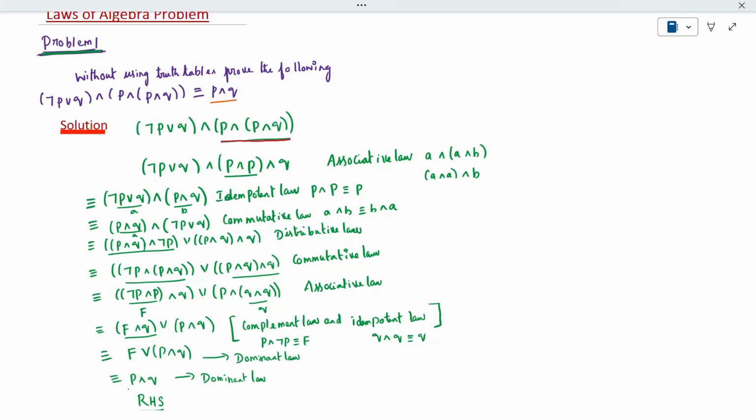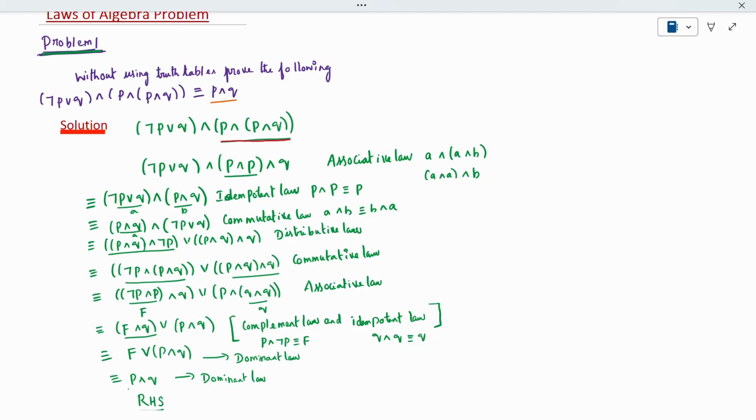Next step, proceed on. P conjunction P is nothing but the same P. It is called the idempotent law. Next step, I'm not doing anything to negation P disjunction Q, and conjunction P. P conjunction P is only P, so I'm writing single P. It is called the idempotent law. I have mentioned what that law is.